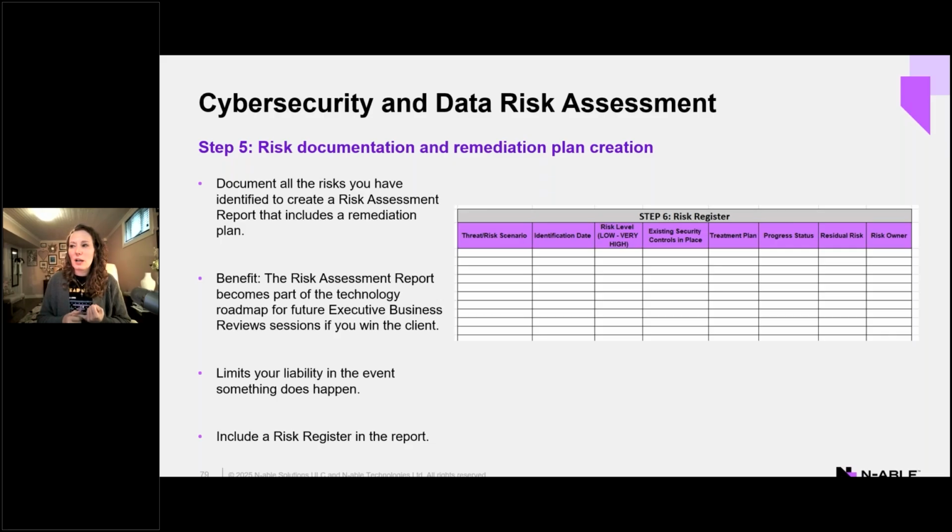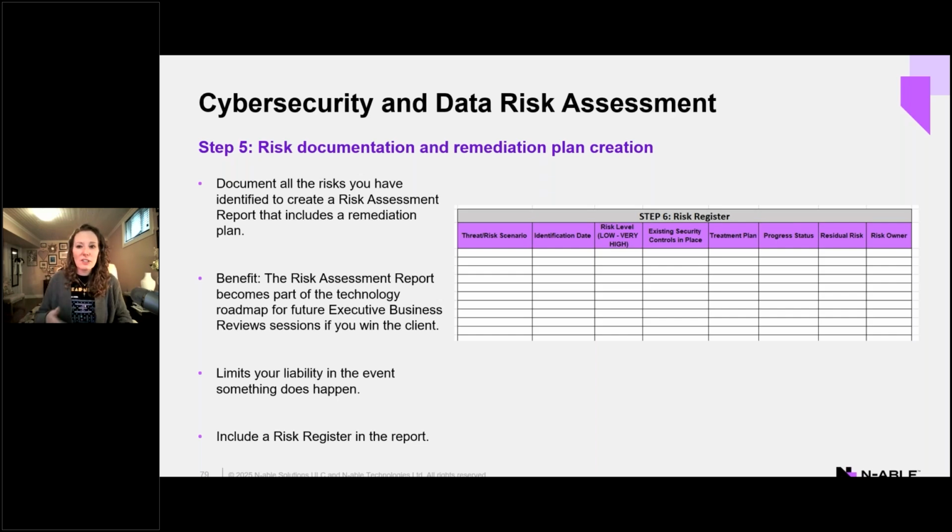So we're talking about the risk scenario. We're outlining the vulnerability that was uncovered, along with the likelihood of the occurrence when we found that vulnerability, and what we feel is the current risk level, very high, medium, or low, that we just determined via the risk matrix. Are there any existing security controls in place? If there's not, what's going to be our treatment plan?